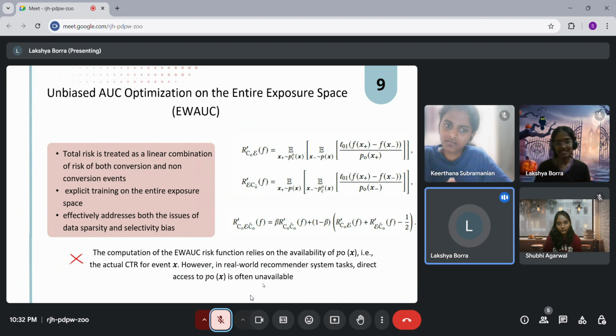The resultant risk helps us mitigate the data sparsity too because we are including the zero instance. Selection bias is already mitigated, and then this helps us decrease the data sparsity. But does this solve all the problems? No, because we are considering the zero instance, but we don't actually know the distribution of it. That is, we actually don't know the actual CTR distribution. So how can we find it?